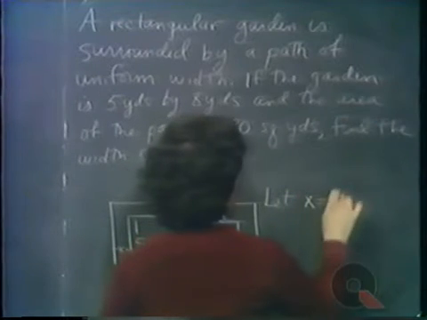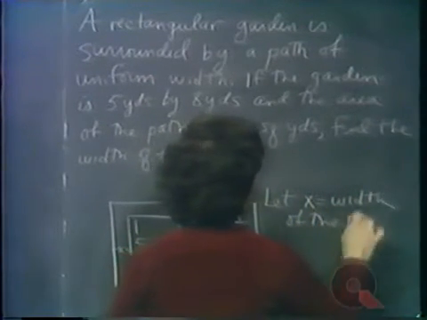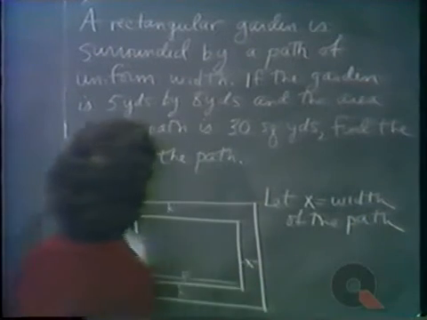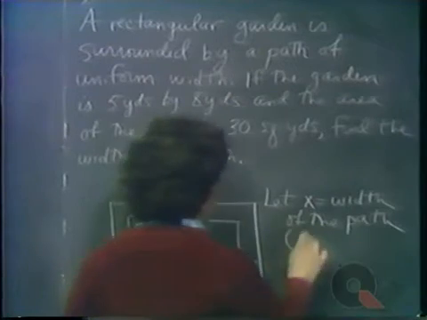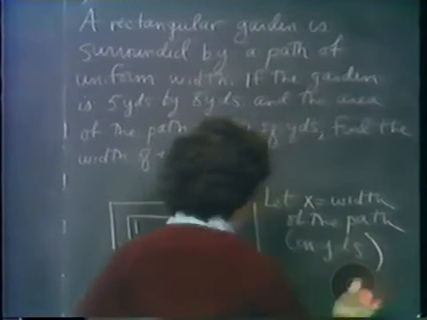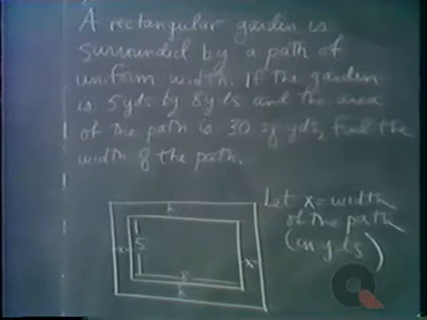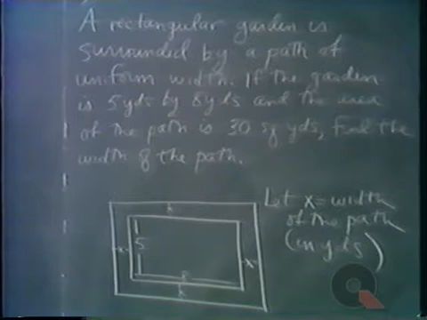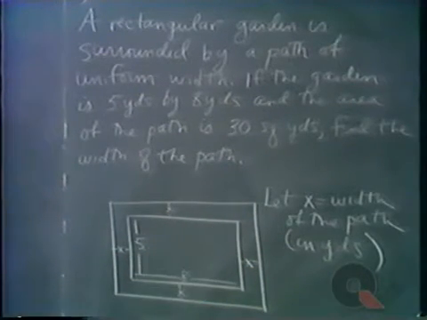Let x equal the width of the path. And of course, we have to make sure our units are okay. It's really the number of yards in the width of the path. It's in yards. Now we have information about the garden. We know the area of the path, and we're trying to find the width of the path.